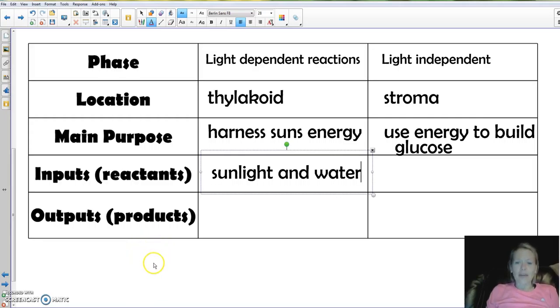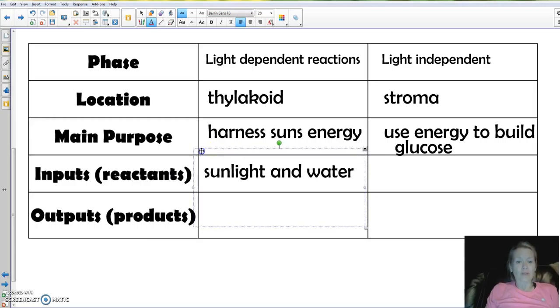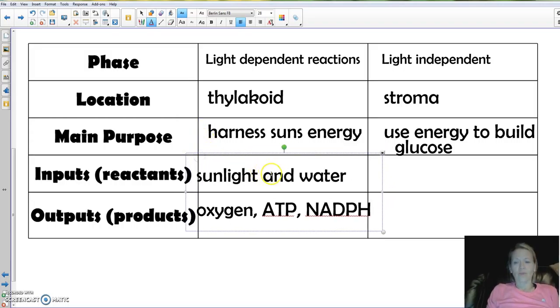Okay, so if that's our input, let's go right to our output. We take sunlight and water, and like we said, we make oxygen, so that's going to be a waste product, so let's put that in. Then we also make two energy molecules. The hydrogens are used to make ATP, and the electrons then get harnessed in NADPH. Alright, so hopefully you have an easier time fitting that in there.